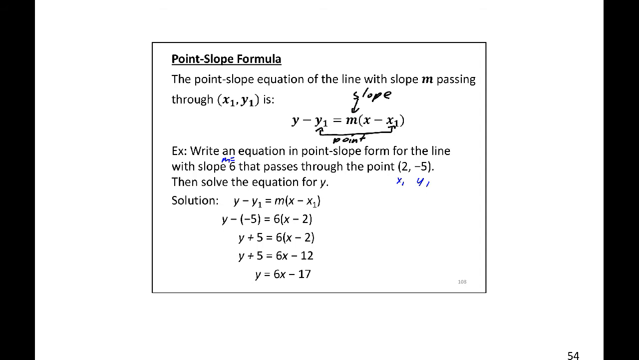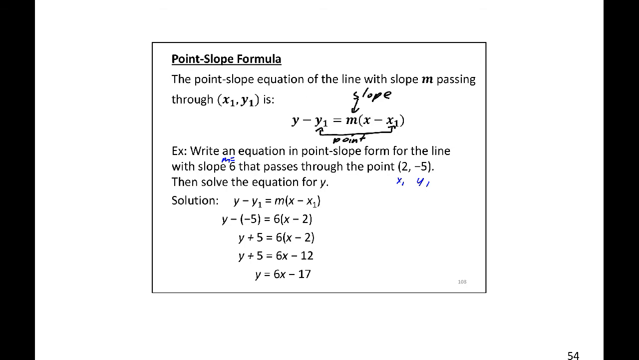So I'm evaluating these things. I have 2 going in for x1, -5 is in for y1, and m is 6. So notice I have minus a negative there, minus a -5. Be careful with your signs as you work with these. So y minus -5 equals 6, that's our slope, parentheses x minus 2, which was our given x1. Notice the formula has minus signs here, so we want to make sure and be careful about the signs.